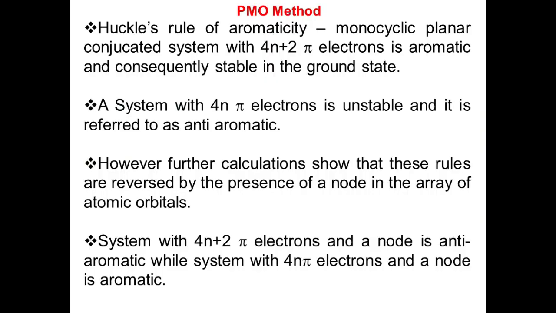So the PMO method, the Huckel rule of aromaticity: a monocyclic planar conjugated system with 4n plus 2 pi electrons is aromatic and consequently stable in the ground state. The system with 4n pi electrons is unstable and is referred to as an anti-aromatic system. However, further calculation shows that these rules are reversed by the presence of nodes in the array of atomic orbitals. So a system with 4n plus 2 pi electrons and a node is anti-aromatic, while a system with 4n pi electrons and a node is aromatic, right?